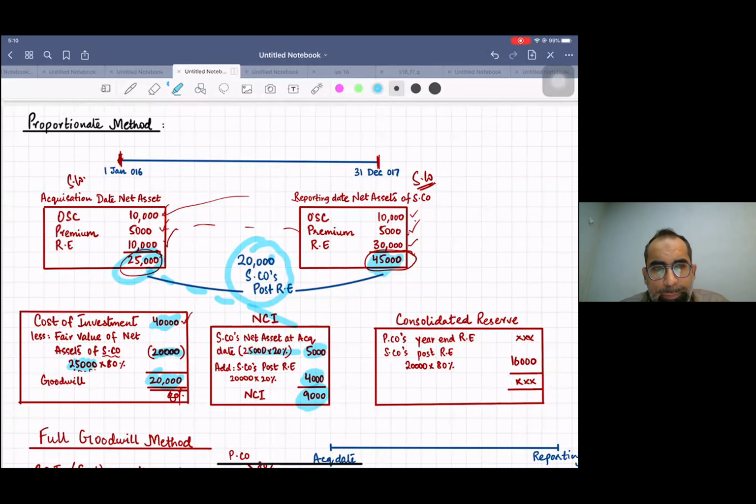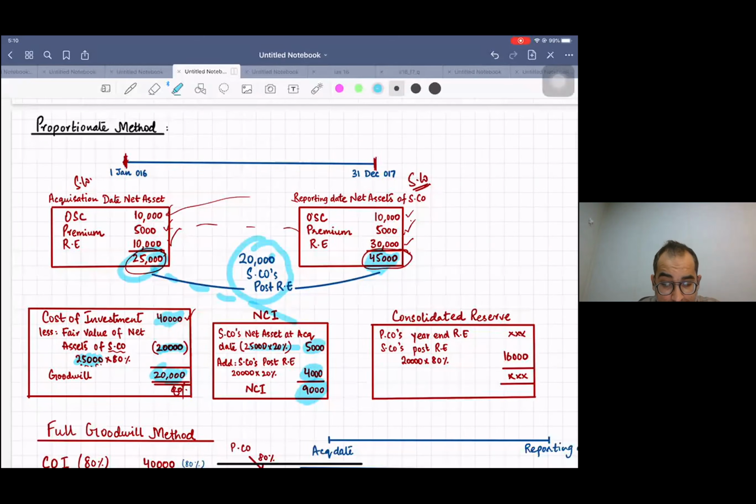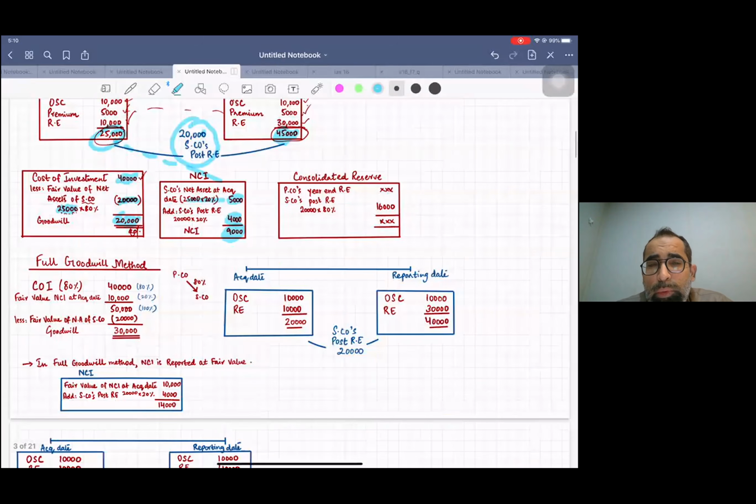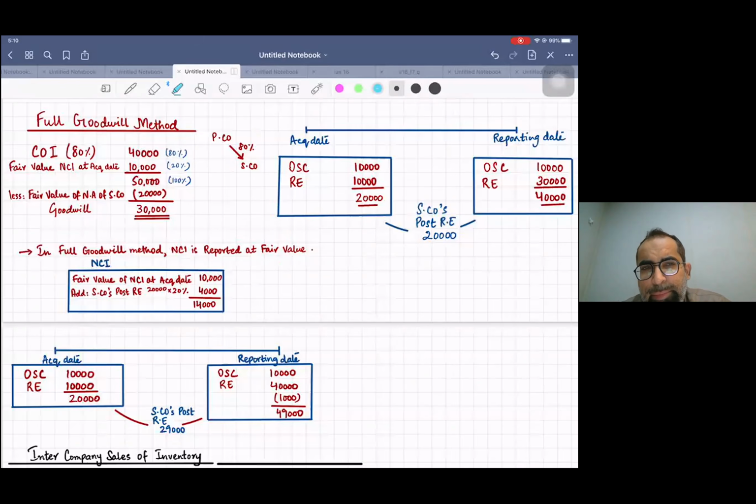Okay. Now, there is one more method, and that's a very famous method. Even in F3 there is only one. This method is only examinable in the F3 paper, but in F7 we have two methods. This method is the full goodwill method. The special thing about the full goodwill method is that we compute and record complete 100% goodwill.